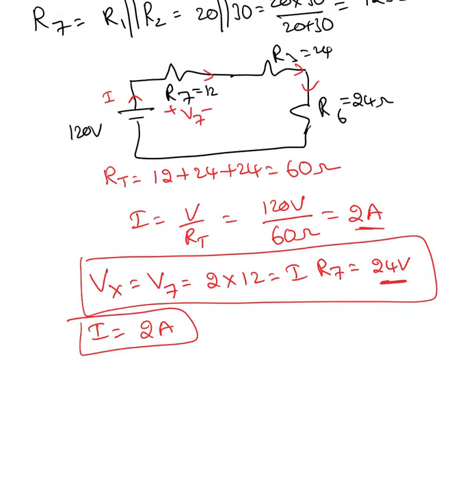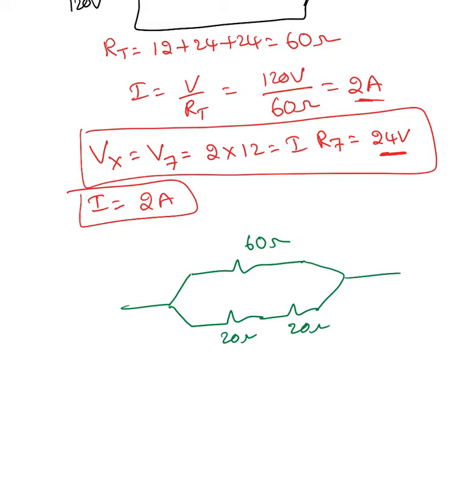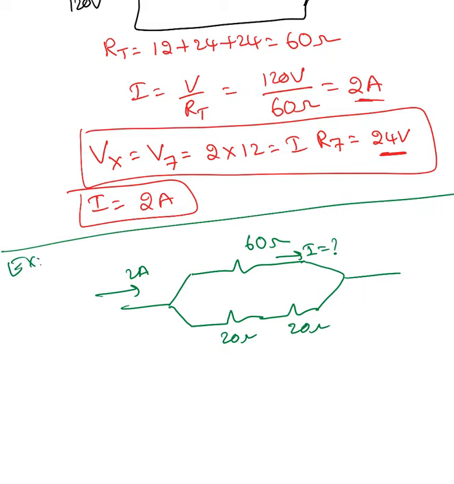Okay, now I'm done with the example, but in another case, say for example you have something like this: 60 ohm and 20 ohm and 20 ohm. Okay, now 2 amperes of current is passing through this. He's asking about what is the current here. Okay, this is another example basically.